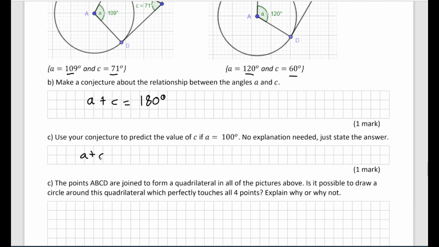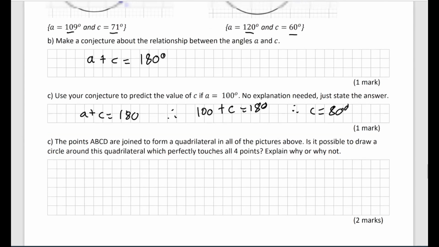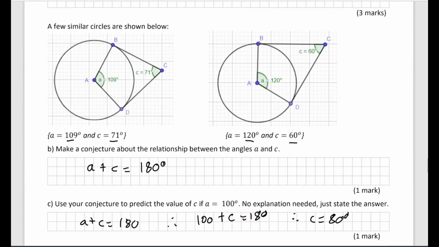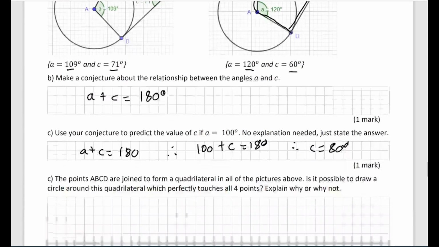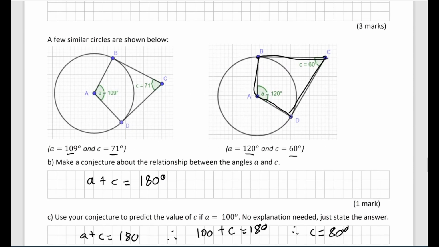All right, so use your conjecture to predict the value of C if A equals 100. Well, we know A plus C equals 180. Therefore, 100 plus C equals 180. Therefore, C equals 80 degrees. All right. The points A, B, C, D are joined to form a quadrilateral in all the pictures above. So the quadrilateral is just that. Is it possible to draw a circle around this quadrilateral which perfectly touches all 4 points?